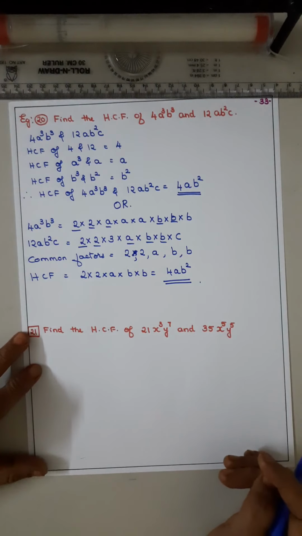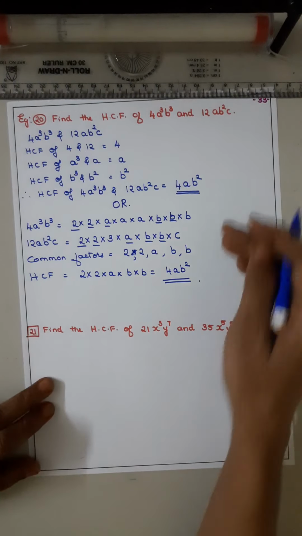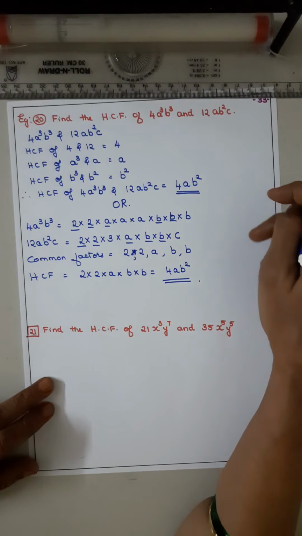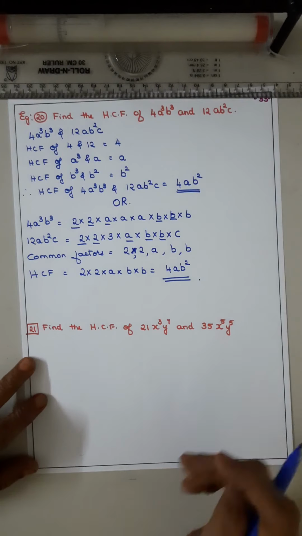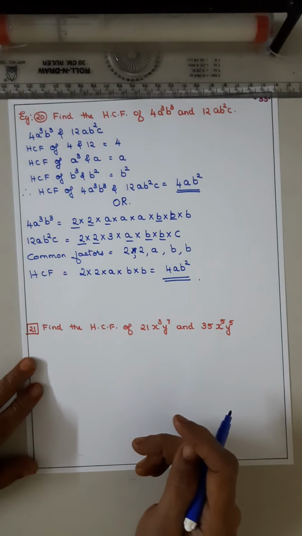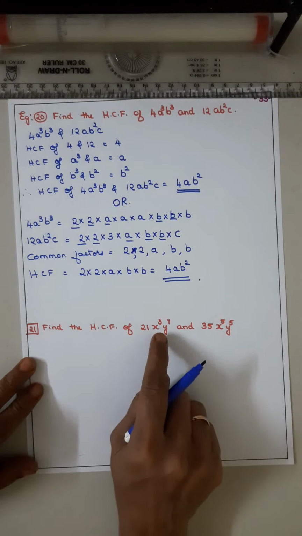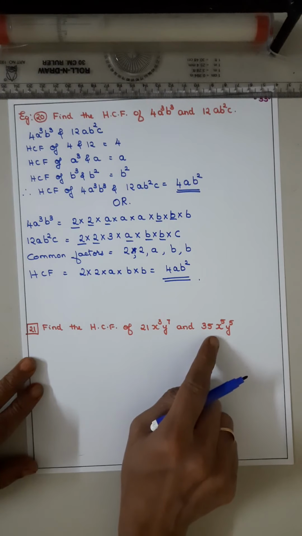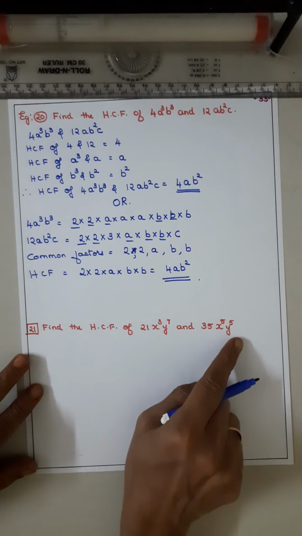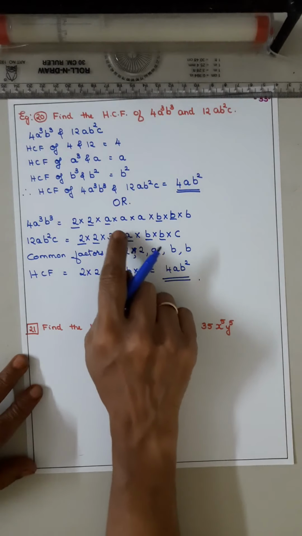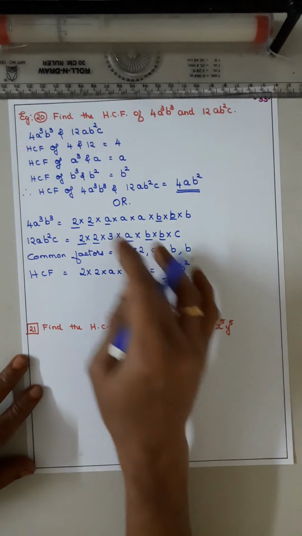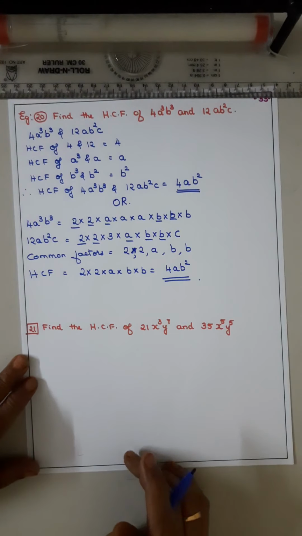Shown two methods, isn't it? So understood both? Is it clear? Now find the HCF of 21 x cube y to the power 7 and 35 x to the power 5 and y to the power 5. So if we go on writing like this, it will be very big. So we are using this method only.